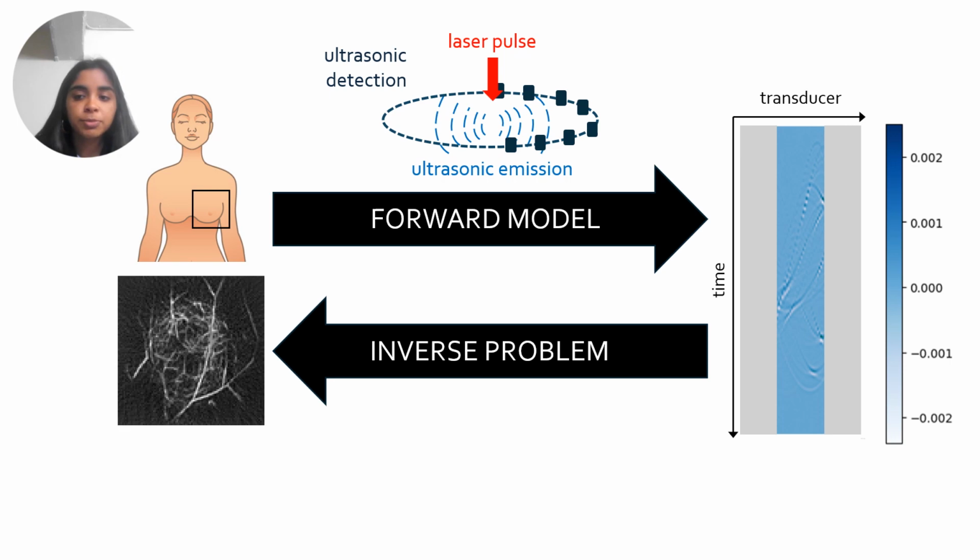More formally, we can express the sensing operation as a forward model that describes how to map an image to measurements. And imaging can be formulated as an inverse problem. X star denotes the original image, Y is the measurements, and X is a possible image reconstruction.